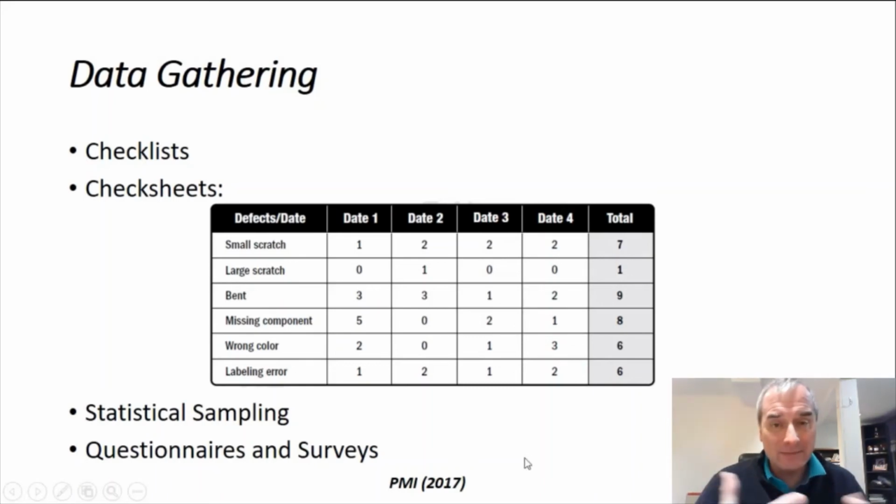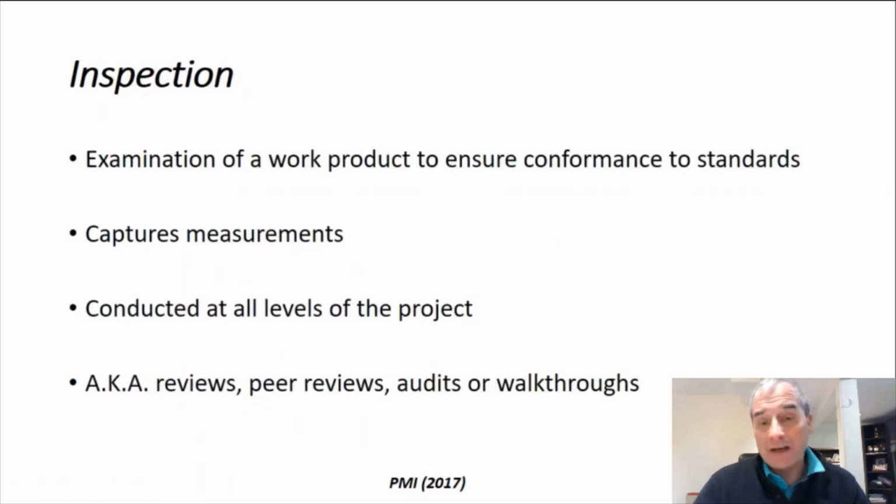Now, statistical sampling is a statistical approach that allows you to take a random sample of a larger population in order to test the quality. Questionnaires and surveys are also very helpful. Inspection is a very, very key way of testing quality. This is examining a work product to ensure conformance to standards.